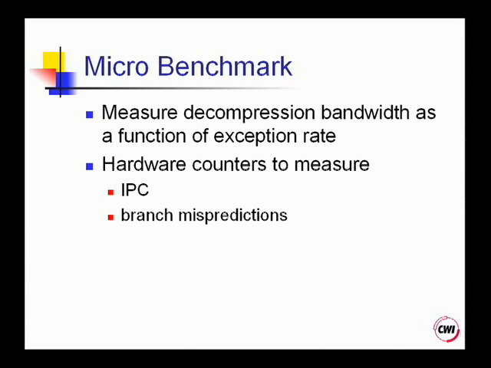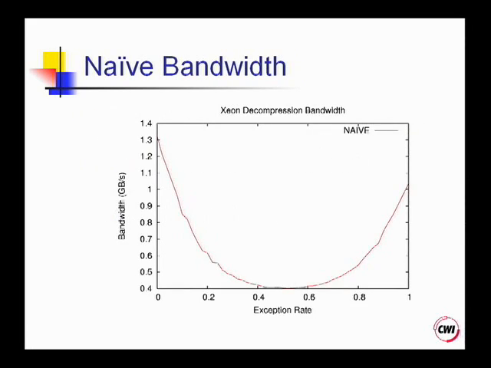So we've conducted a micro benchmark, which measures decompression bandwidth as a function of the exception rate, so the percentage of exceptions present in the data. And we measured the IPC, the instructions per cycle, and the branch misprediction rate of the if then else in the body of the loop using hardware counters. Here you can see the bandwidth. On the x-axis you see the fraction of exceptions present in the data, and on the y-axis the decompression bandwidth. And you see a very interesting shape.